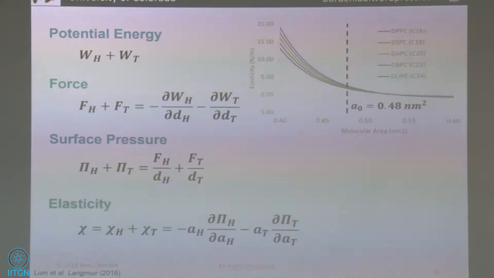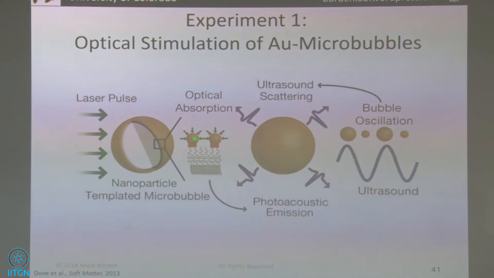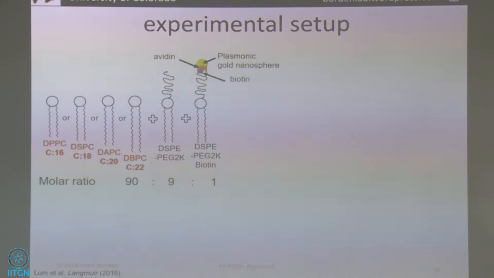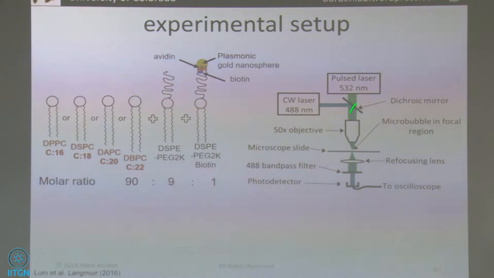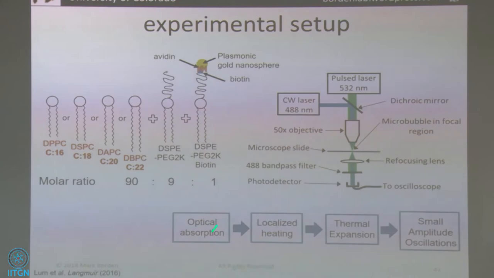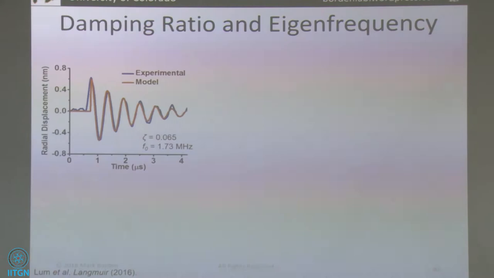We did this experiment with gold-coated bubbles, and we were basically forcing them to oscillate, and we tried some different chain lengths using this laser photoacoustics method. Again, we have absorption of a pulse laser leads to localized heating of the gold nanoparticles that then dissipate that heat and lead to thermal expansion of the gold core that then causes the bubble to experience small amplitude oscillations, which we're detecting with this continuous wave laser. So there's the raw data, you can fit that to a model, and from that determine the resonant frequency and the damping ratio.